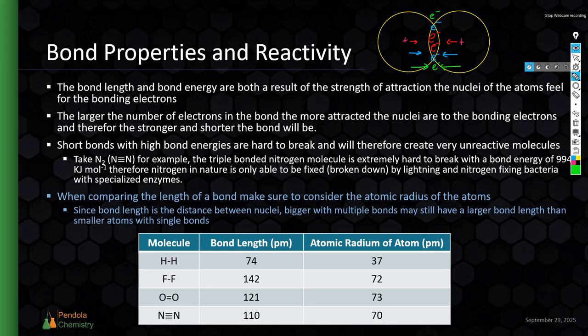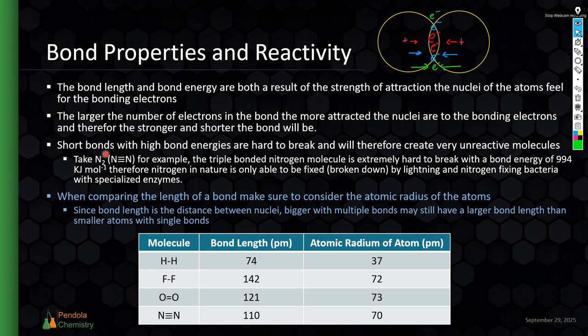Short bonds with really high bond energies are harder to break than longer bonds with weaker energies, right? Because that's what bond energy tells us. Bond energy tells us how much energy a bond requires to be broken. The higher the bond energy, the harder it is to break that bond, and so the more unreactive the molecule will become. Because the definition of an unreactive molecule is one where it's really hard to make it break or make bonds.